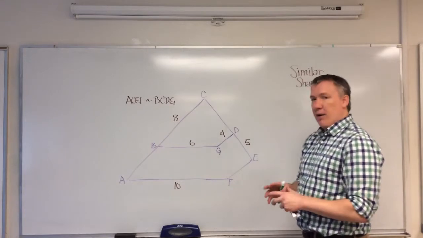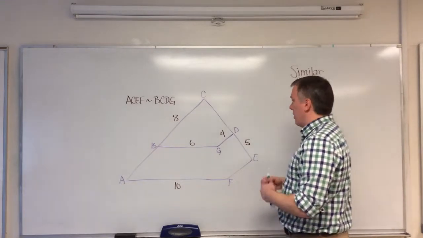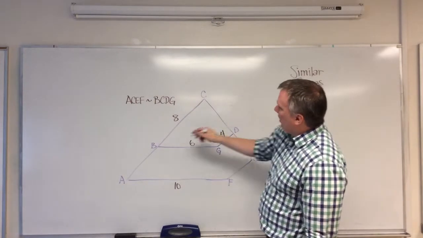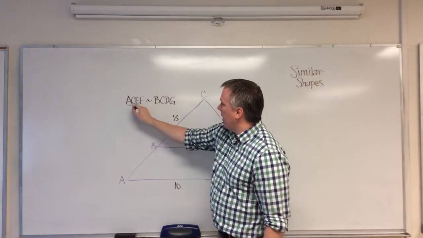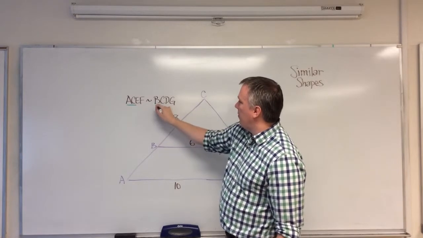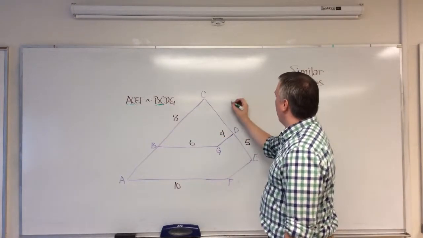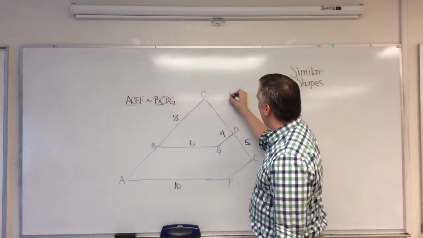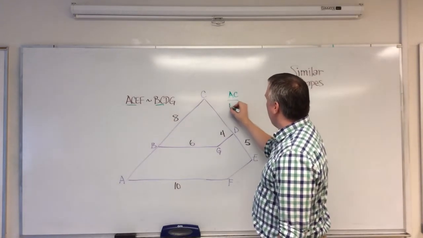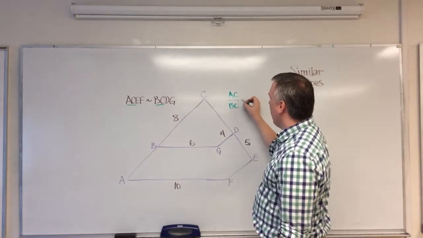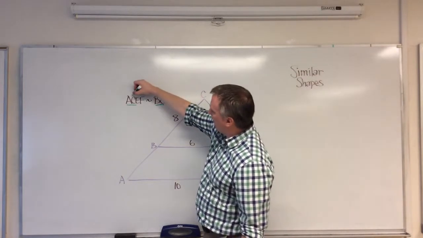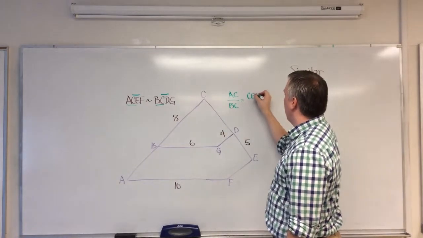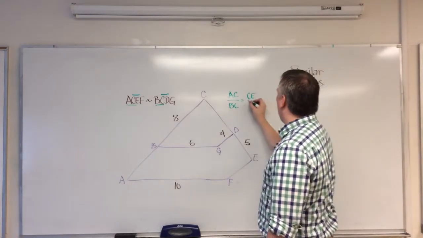So I'm going to create a stream of equations here. If we look at the first side, AC, it corresponds to BC. So if I put AC on top and BC on bottom, that would equal, if I went to the next two and did the same thing, CE on top and CD on bottom.